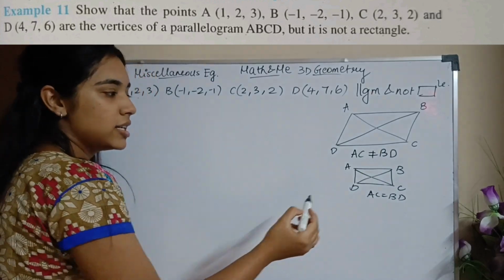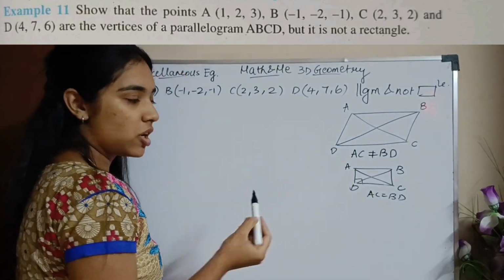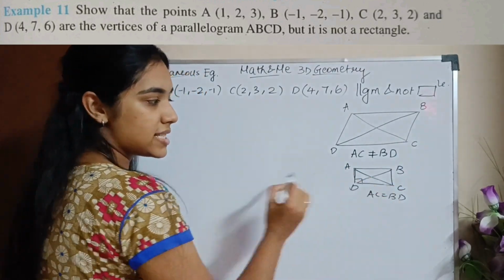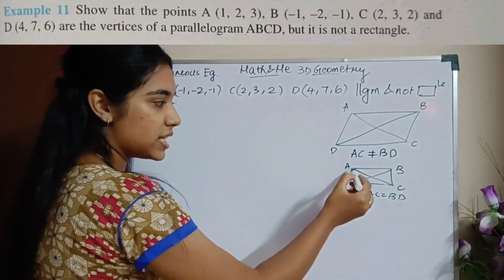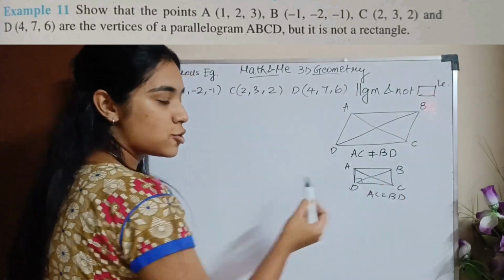How can you prove that? So in a rectangle this is a 90 degree angle. So you have a right angled triangle. So using Pythagoras theorem, you can show that AD square plus DC square is AC square. Similarly, BC square plus CD square is BD square. So you see that AD and BC are equal, DC and DC are the same. So obviously you will get the diagonals to be equal.